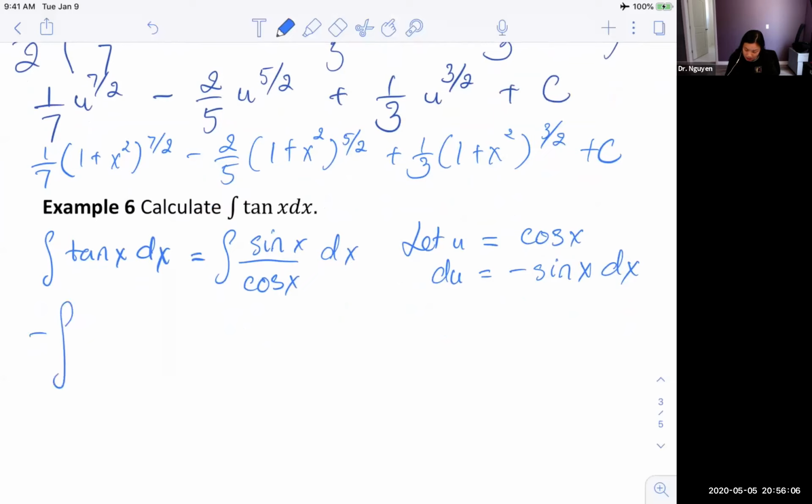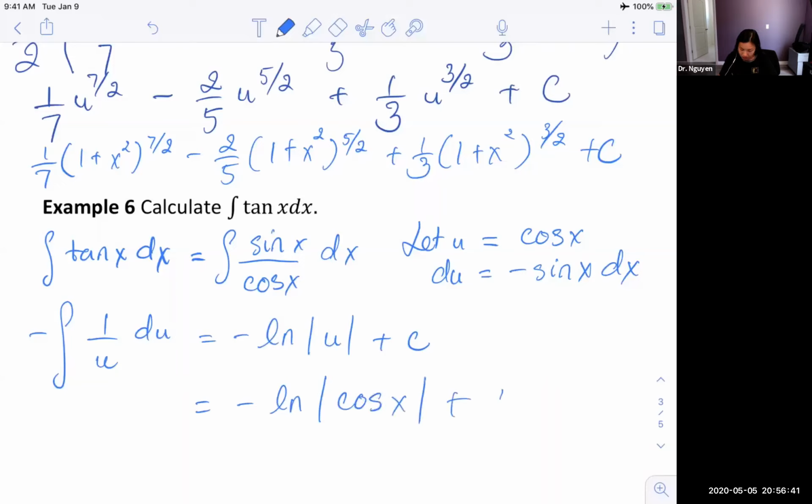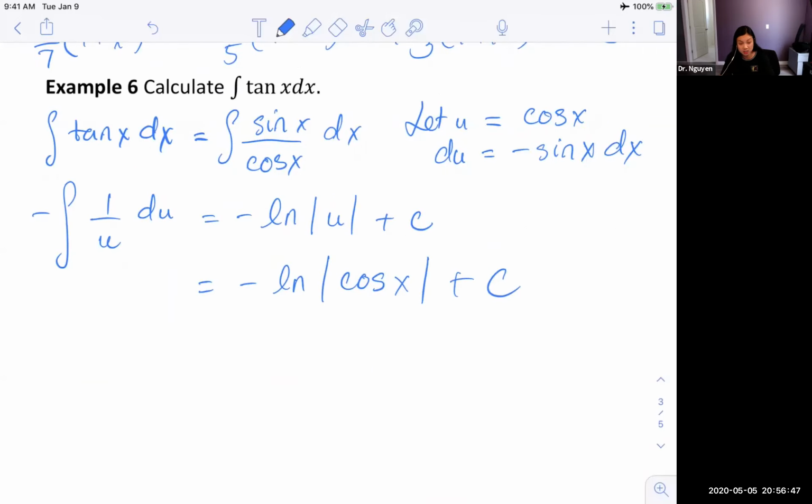Okay. And then this time we have negative 1 over u, because u is cosine of x, it's on the bottom. 1 over u du. Now, we all know how to take the antiderivative of that one. So it's going to be negative ln absolute value of u plus c. Okay. Now I can go back and plug it in for u. And u is cosine of x, plus c. Okay. So now we know the antiderivative of tangent of x.